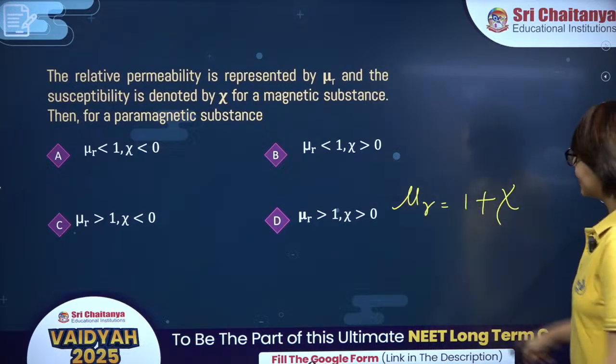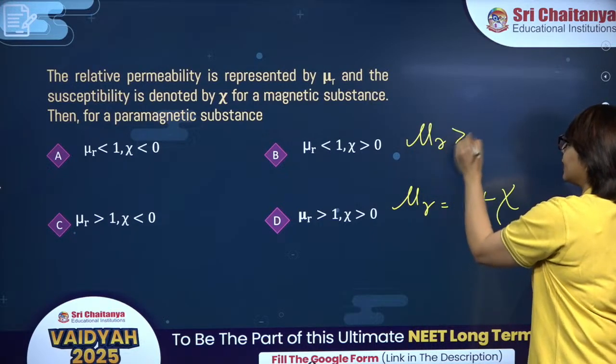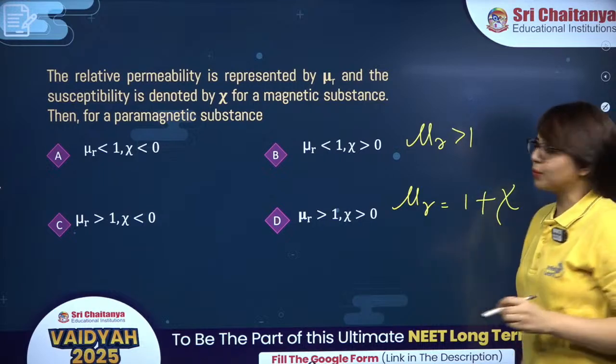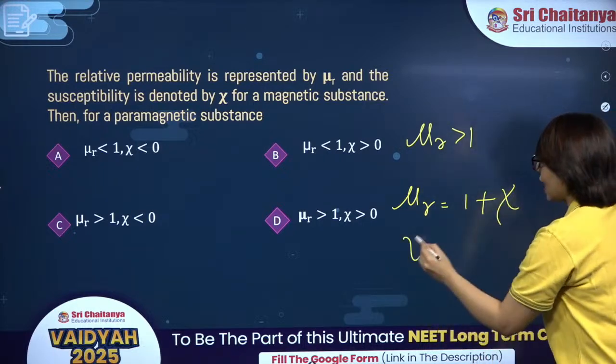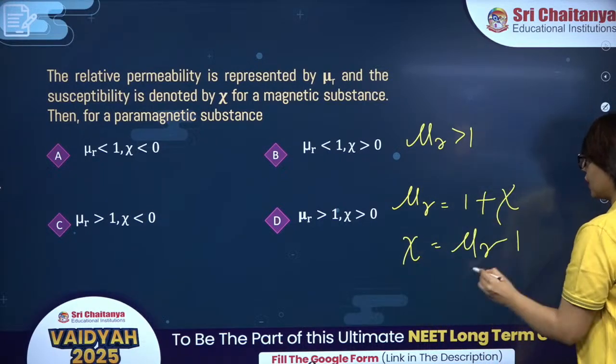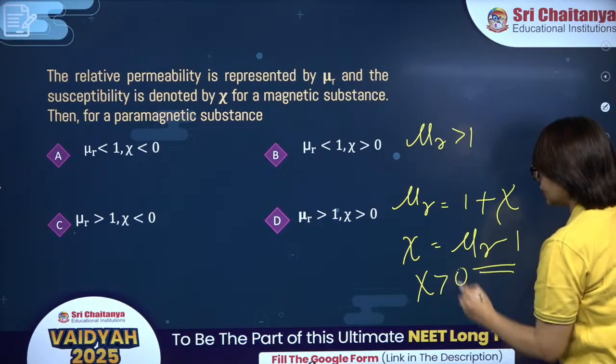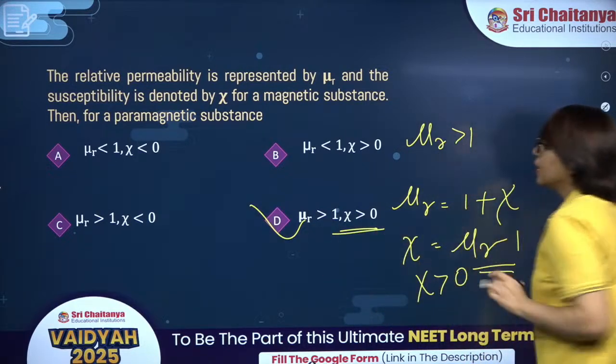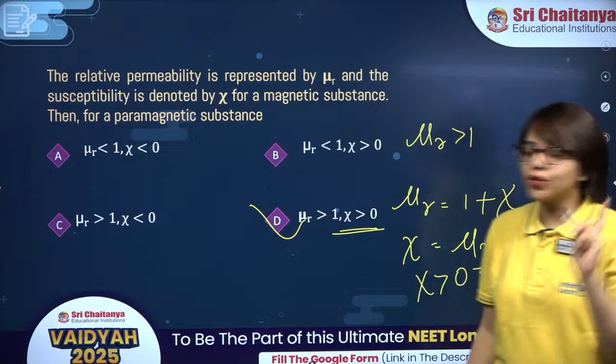For a paramagnetic substance, mu r is greater than 1. So chi will be mu r minus 1, so it will be more than 0. So it is option D, beta. You should remember this thing.